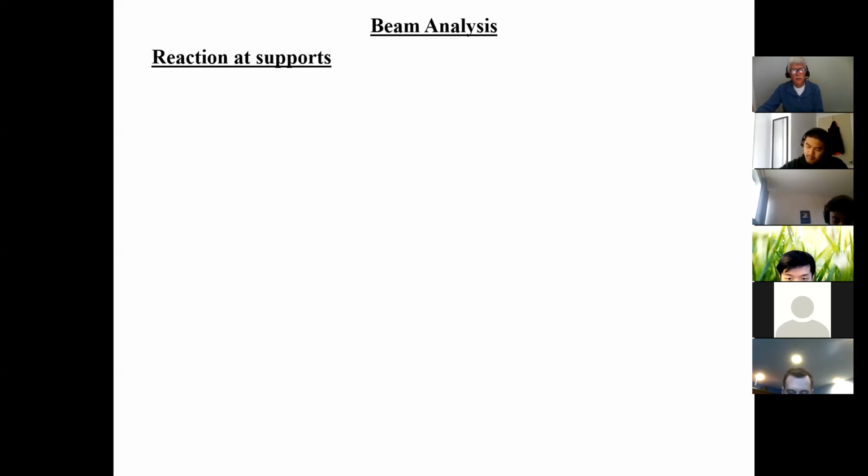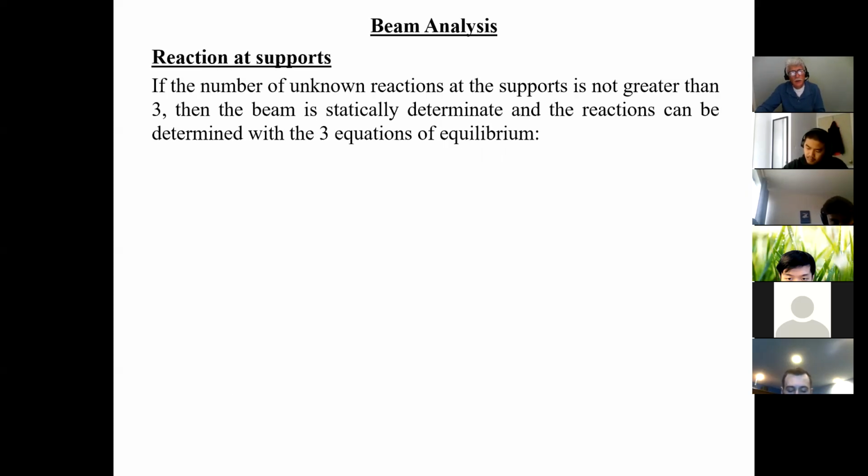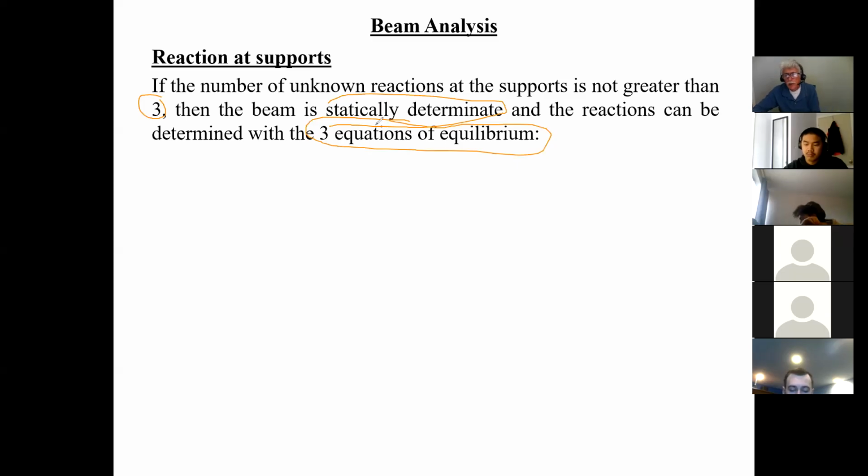So now, reactions at supports, okay? First thing you do is you have your beam, you see the loads that the beam has to carry. The first thing you worry about: how do I calculate the reactions at the supports? Well, if the number of unknown reactions at the supports is not greater than 3, in other words, I don't have more than 3 unknown reactions, then the beam is statically determinate, and the reactions can be determined by the 3 equations of equilibrium. This is what we call a statically determinate beam. This is a term you're going to read in books. It means I only have 3 unknowns, and I can use my 3 equations of equilibrium. Now, what are the 3 equations of equilibrium?